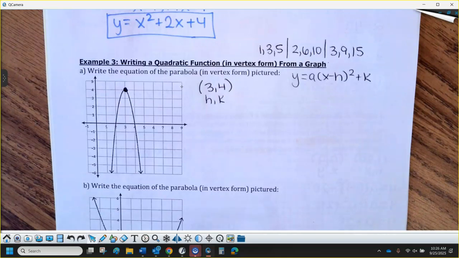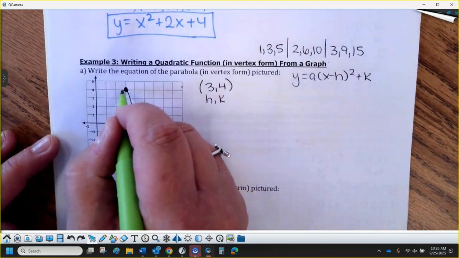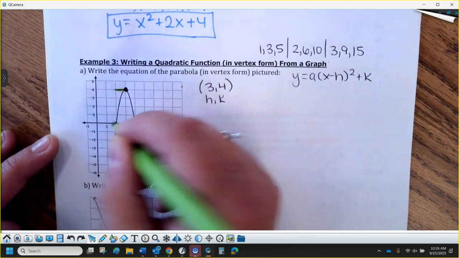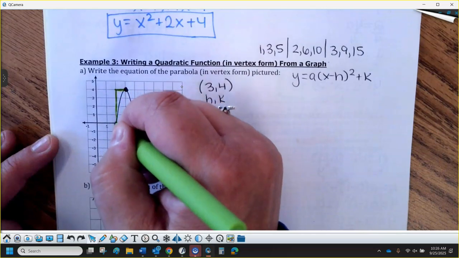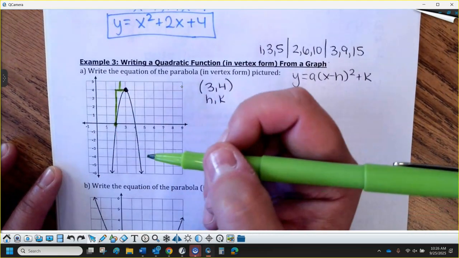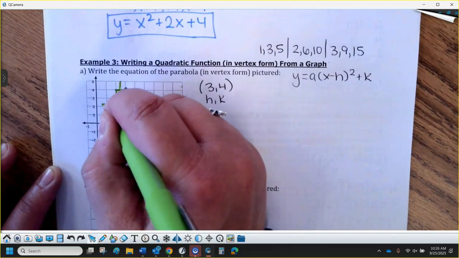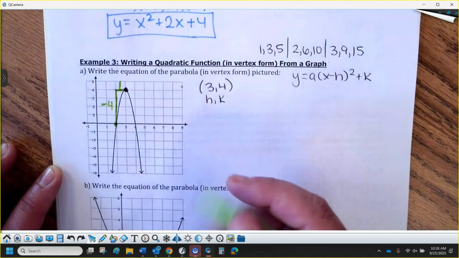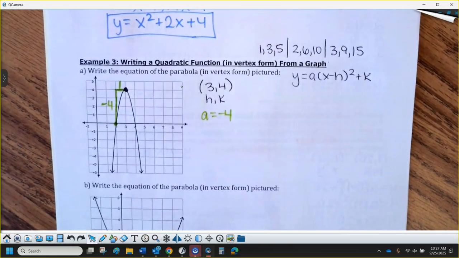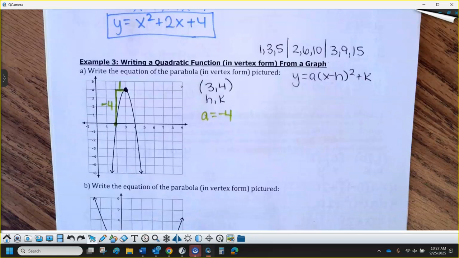So what I would tell you to do, if you want to cheat a little bit, just go over 1 and then find your next nice point. Okay, so I go over 1 and then up or down the pattern. Can you tell how far down I go here? 4. Okay, so I'm going down 4, over 1, down 4. That means my a value has to be negative because it turns upside down, right? Whatever you do over 1 and then up or down the pattern, that first step will be your a value. So if you have a graph, you can use that.